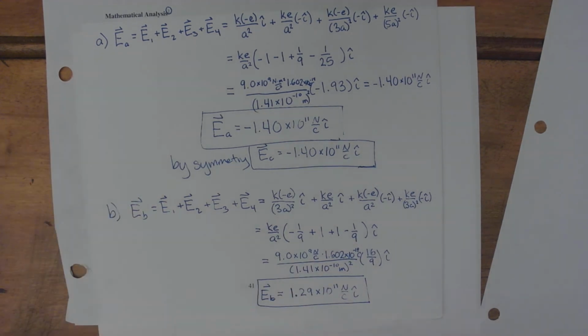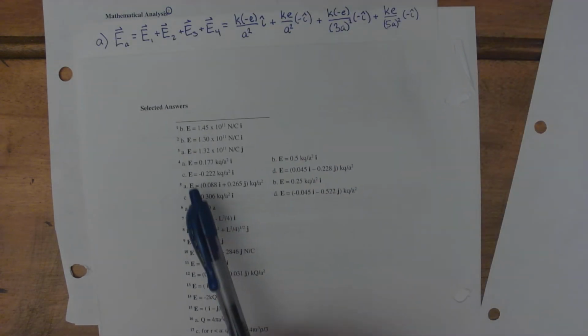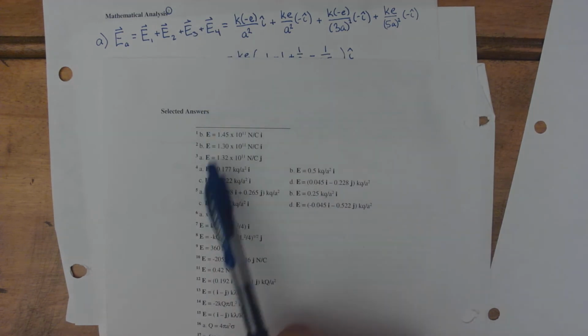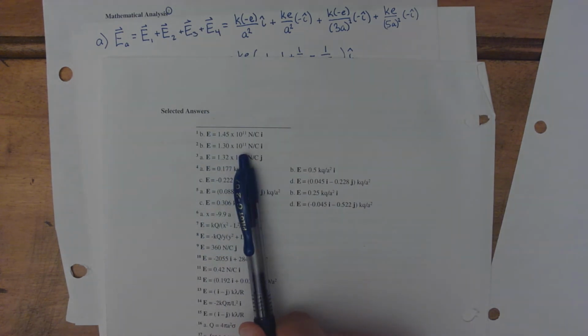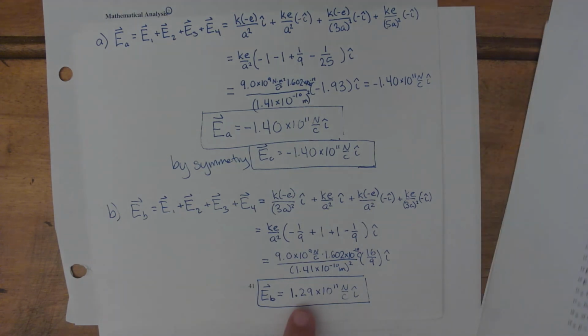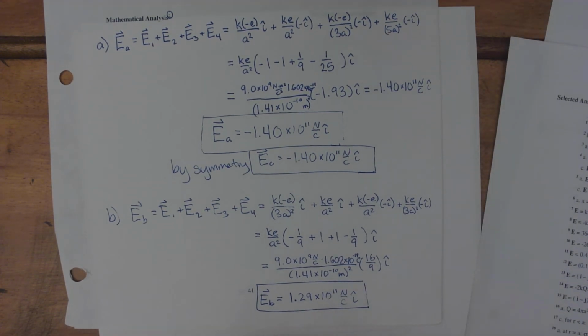And I can box that, and then if you look on the last page of this section for answer number 2, they say the electric field is 1.3 times 10 to the 11th. I got 1.29. It rounds to 1.3. So if you round your answer to two significant figures, and it agrees with what's in the back of the book, then you are correct.